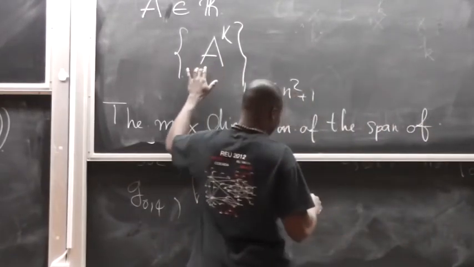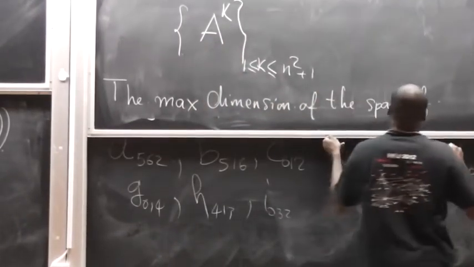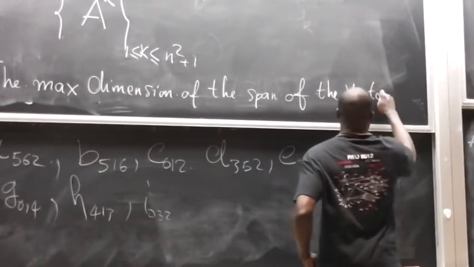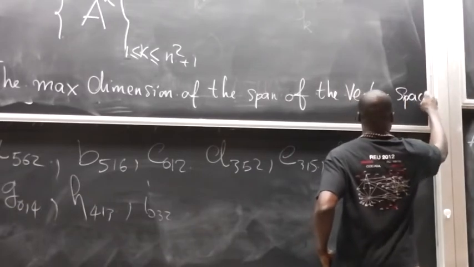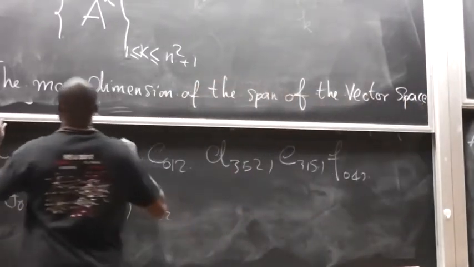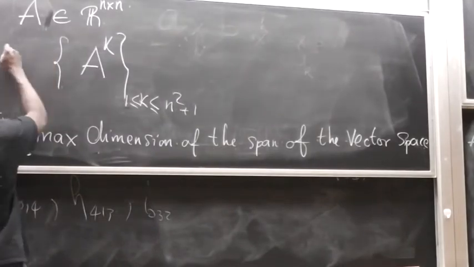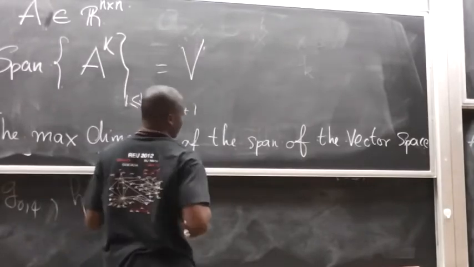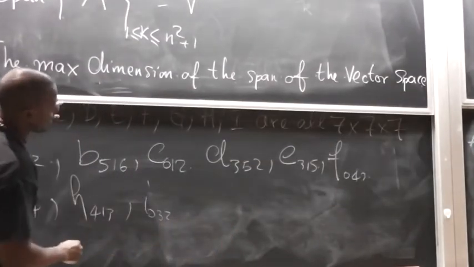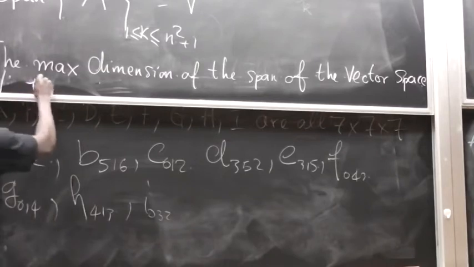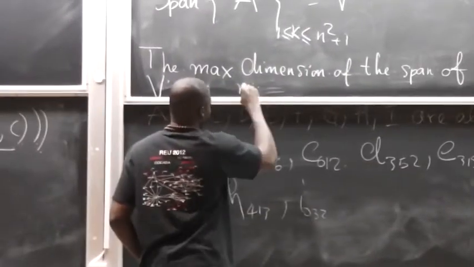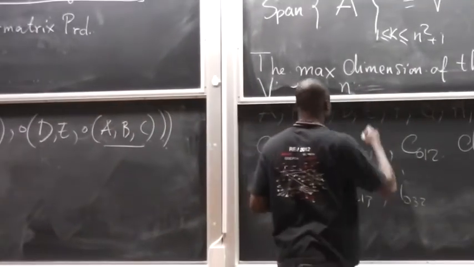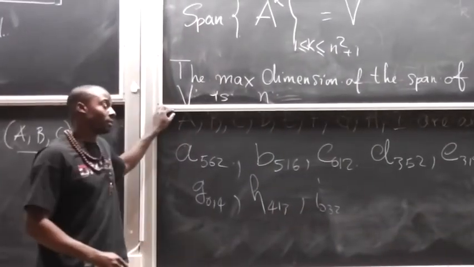Of the vector space generated by the powers of A. Let me call this V. This is the span of these guys. The dimension of the vector space V is exactly n. No, this is a vector space of dimension n.